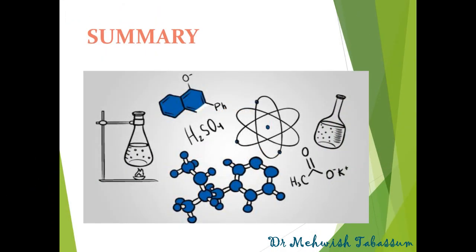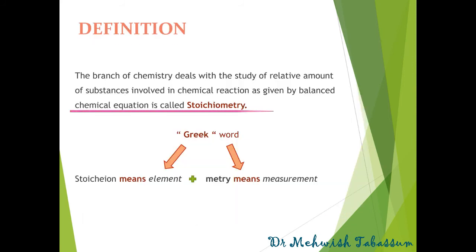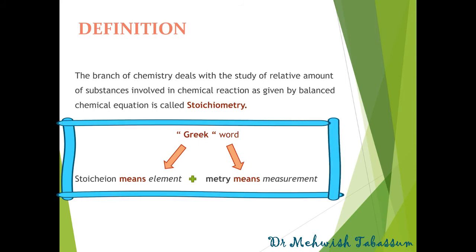So in the end, the summary session, what we have learned in the whole slideshow, that was all about stoichiometry. Stoichiometry is what? Stoichiometry is a branch of chemistry that is actually dealing with the relative amount of substances involved in the chemical reaction. It's a Greek word. Stoichion means element. Metry means measurements. So the measurement of elements involved in any chemical reaction to transform into product is actually stoichiometry.